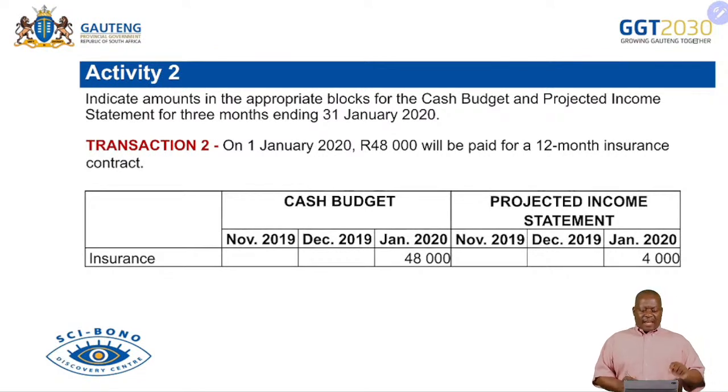But now, is the 48,000 the expense all for January? No, it is for 12 months. So it means this, as an expense, is now going to be spread. Remember, when you get to the projected income statement, we are only recording income and expenses. Let's spread it. We divide 48,000 by 12. We get 4,000. So the expense for January is 4,000, February 4,000, going forward. The payment is 48,000, but the expense is 4,000 for January.